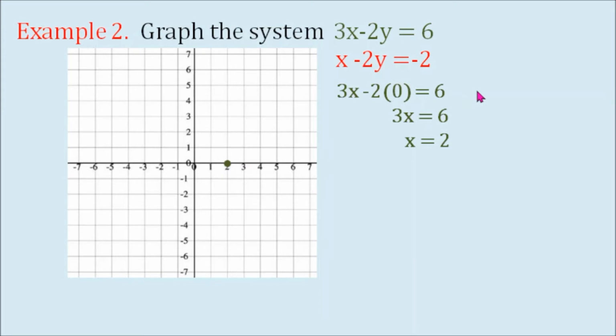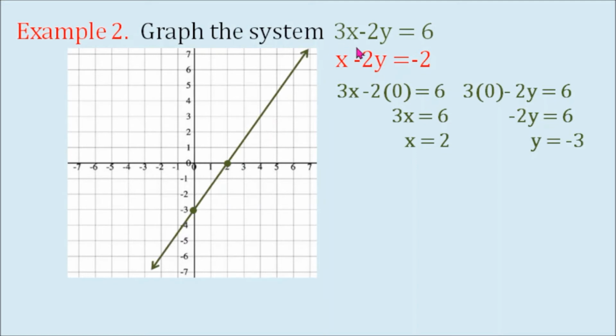It's here. And then we are going to find the y-intercept. Y-intercept is the value of y when x is 0. So we are going to substitute this x with 0. So we have 3 times 0 minus 2y equals 6. Then 3 times 0 is 0, so we have negative 2y equals 6. Dividing both sides by negative 2, y equals negative 3. And y equals negative 3 is here. Now connecting these points with a straight line, we have the graph of 3x minus 2y equals 6.